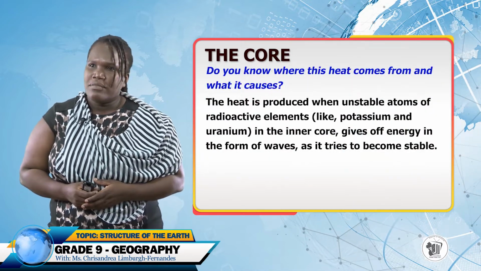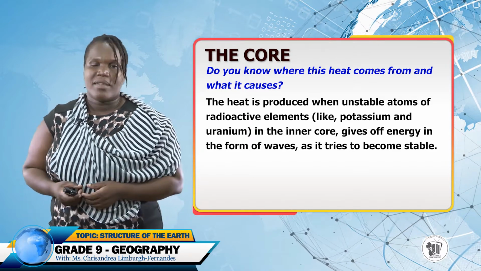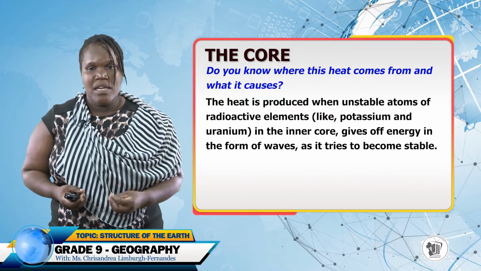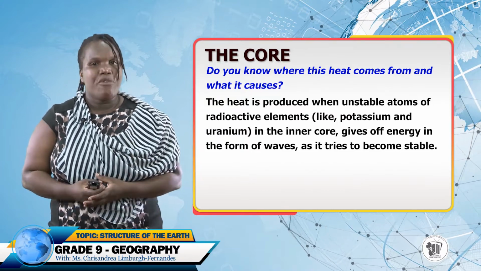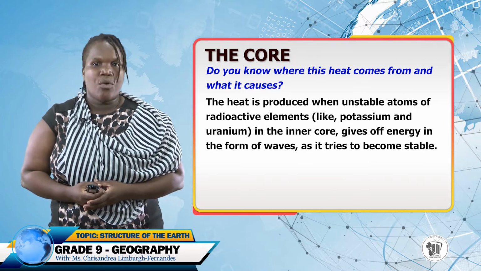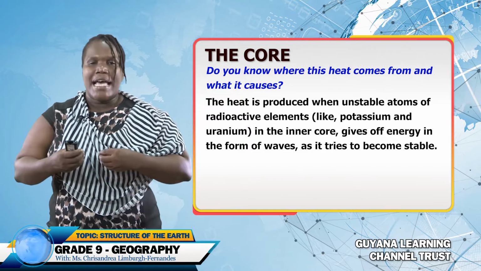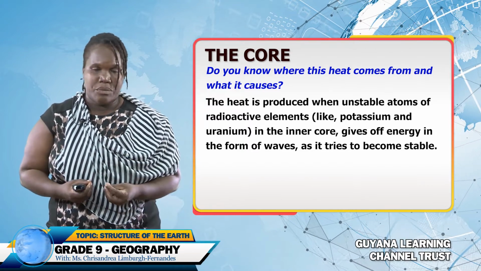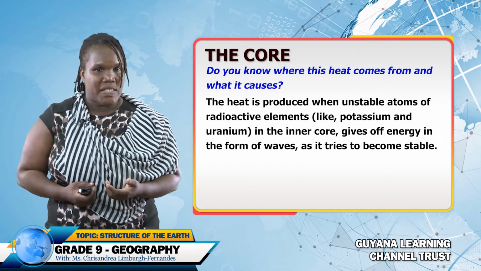Now, do you know where the heat comes from? Or what causes it? The heat is produced when unstable atoms of radioactive elements like potassium and uranium in the inner core give off energy. And this is done as the atom seeks to become stable, right? And the energy is given off in the form of waves.